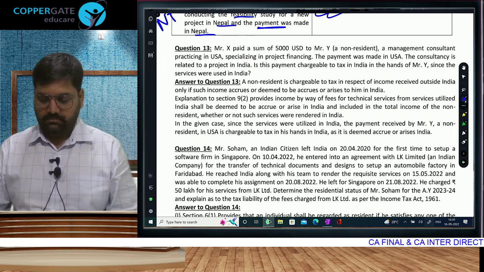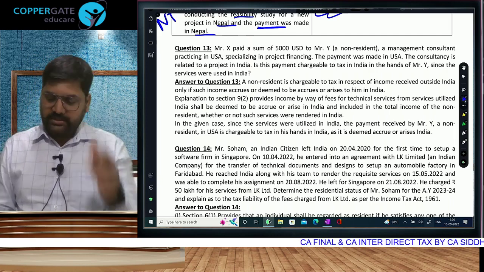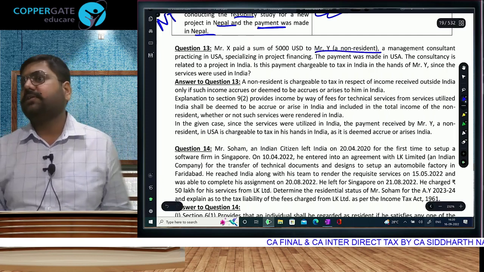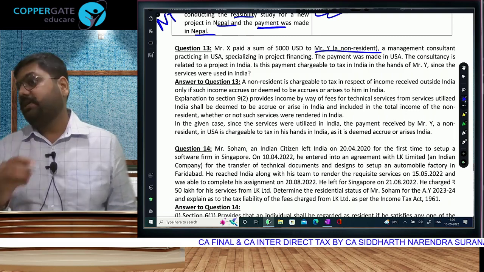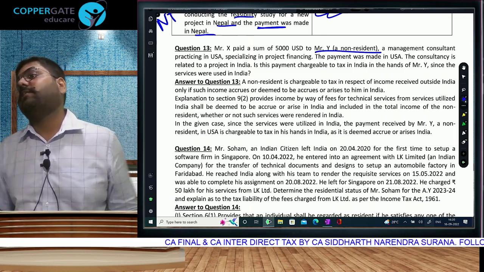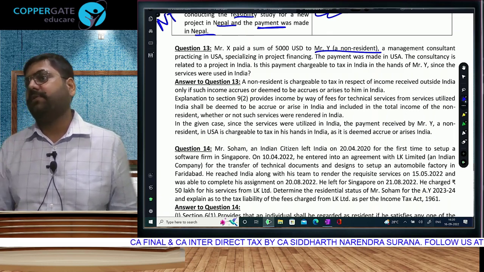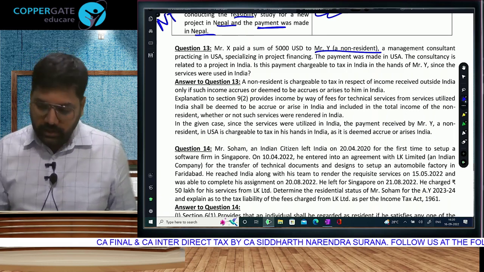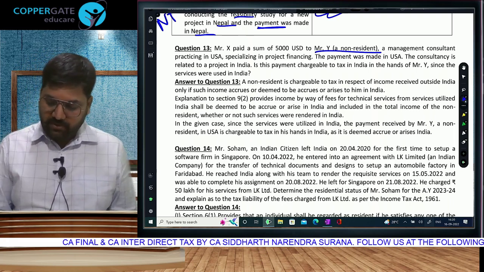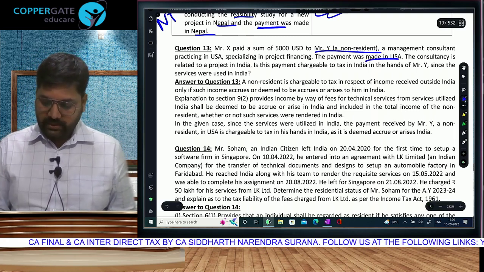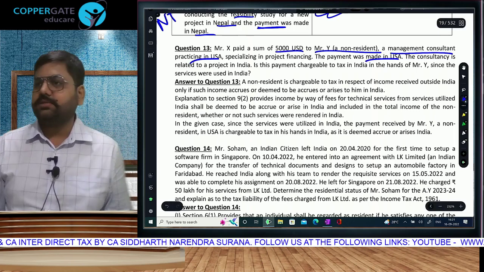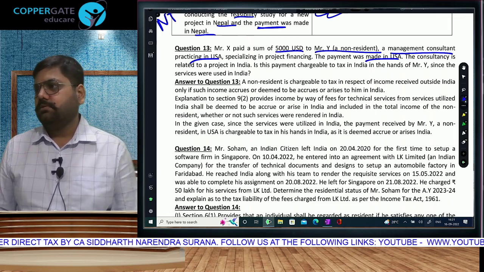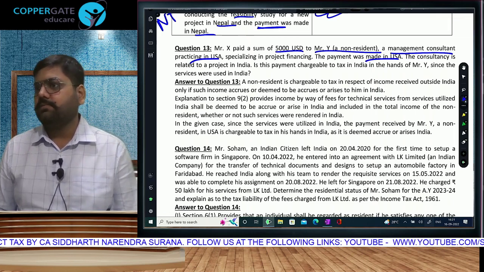Chargeable to tax in India in the hands of Mr. Y since the services were used in India? The receiver is non-resident. If he was resident, the answer was over, it would be taxable. But because he is non-resident, the only criterion for taxing him is whether the income is Indian income. This payment was made in USA. He is practicing also in USA, and the payment currency is also foreign, and therefore, Indian income or foreign income?